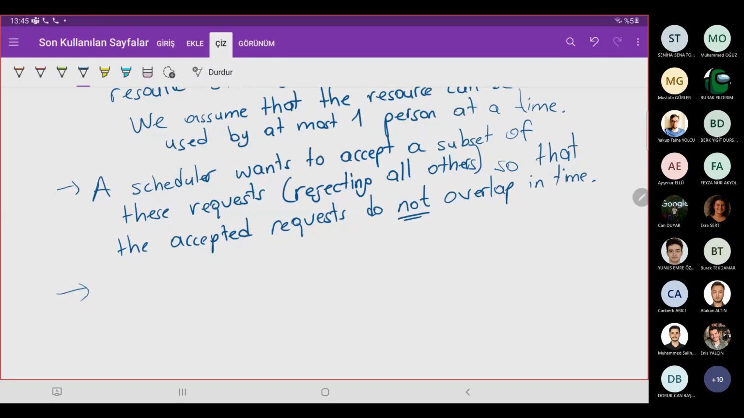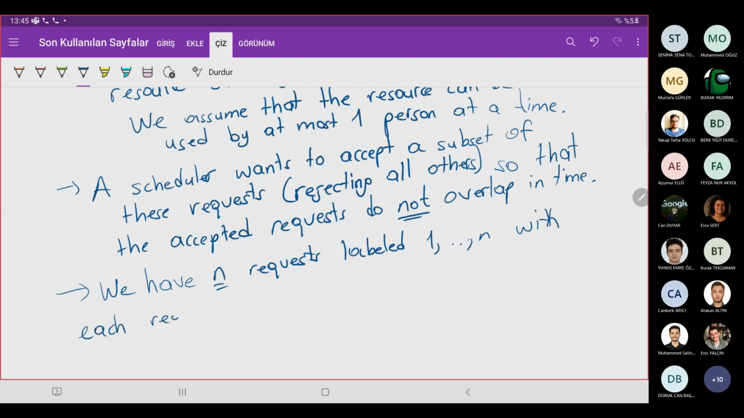We have n requests labeled 1 to n, with each request I specifying a start time.